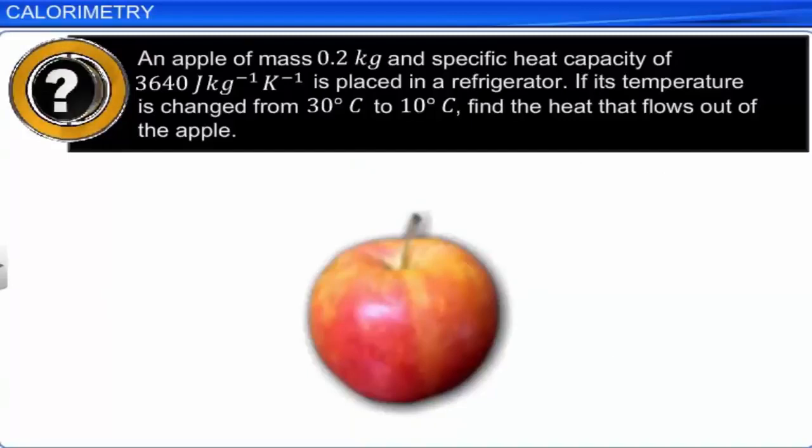For example, an apple of mass 0.2 kilograms and specific heat capacity of 3640 joules per kilogram per Kelvin is placed in a refrigerator. If its temperature is changed from 30 degrees Celsius to 10 degrees Celsius, find the heat that flows out of the apple.